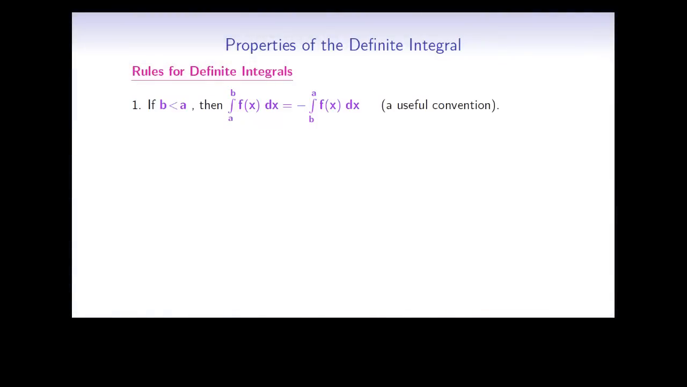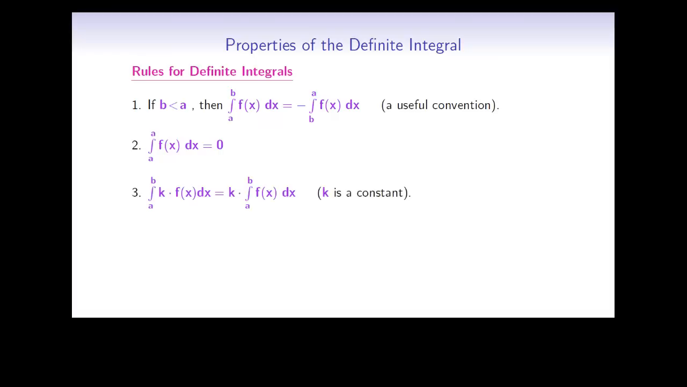1. If b is less than a, then the integral from a to b is equal to minus the integral from b to a. This is a useful convention that makes some of the other rules work in much more generality. 2. The integral from a to a of f of x dx is equal to 0, which makes sense, as we in fact integrate over a point.